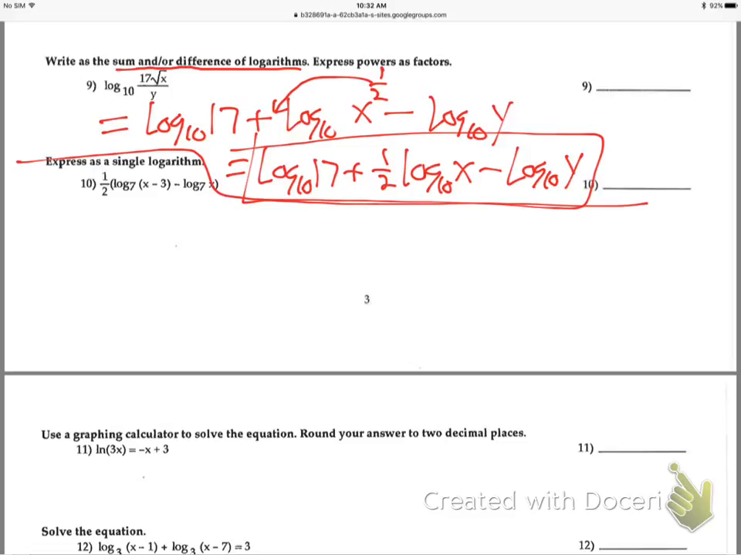Good on that one? Let's try number 10. Express as a single log. So take number 10 and make that one a single log.